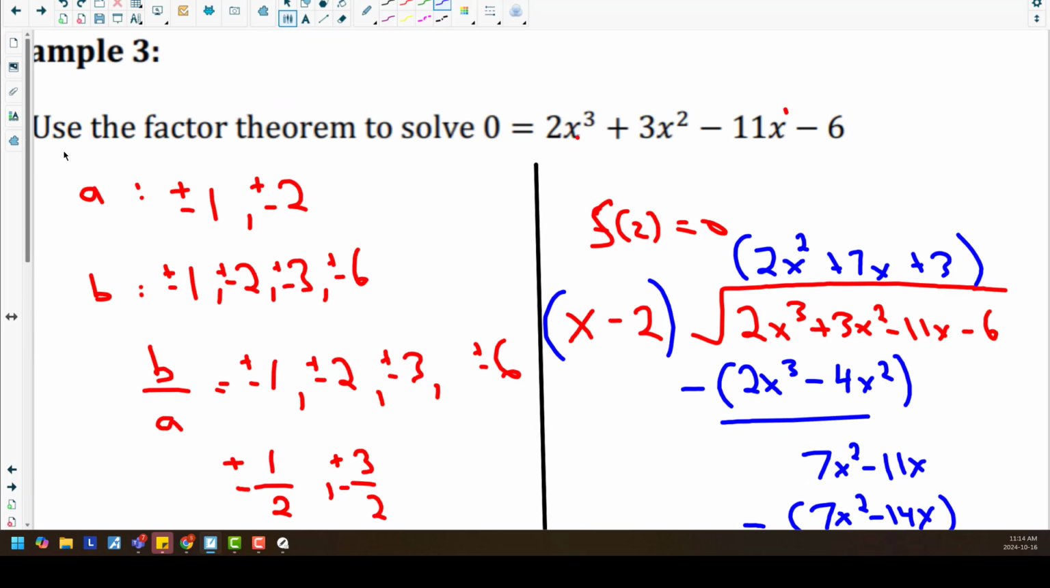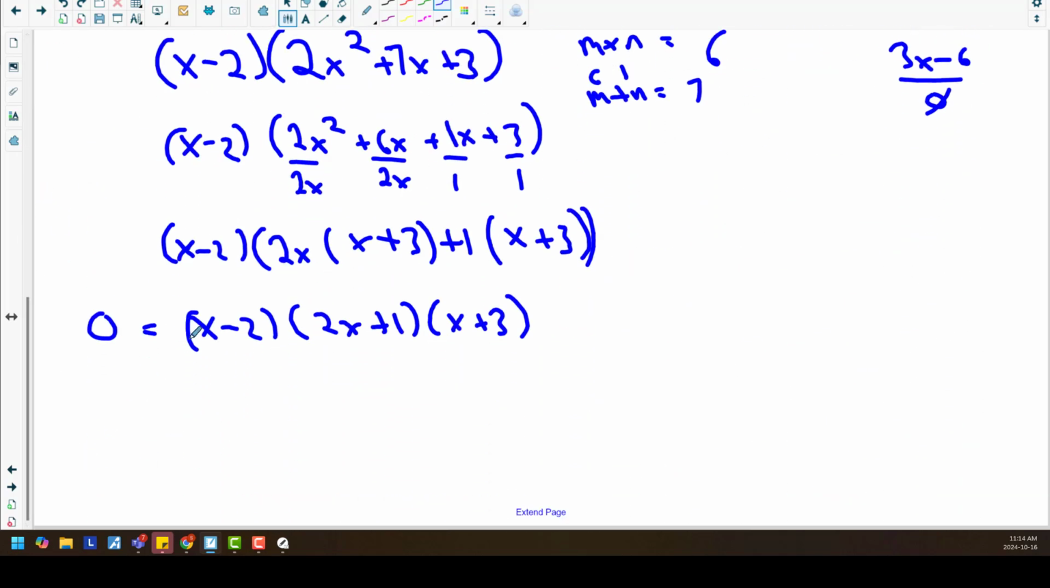And yeah, that's it. And did they say equal to 0? Yeah, since they did mention an equation equal to 0, we need to now write solutions. So x is equal to 2, or negative 3, or negative 1 over 2. These are the answers.